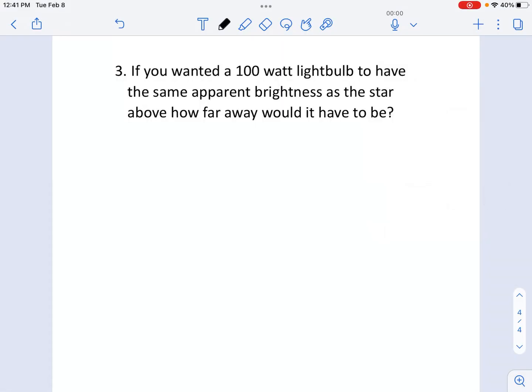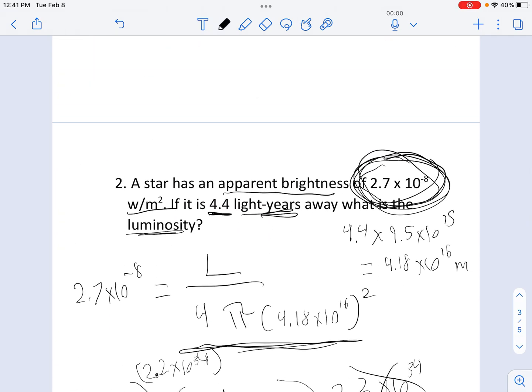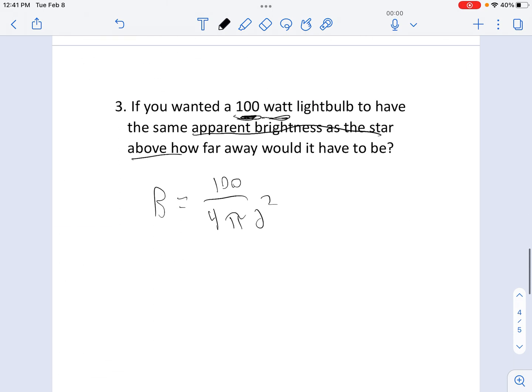All right, let's take a look at problem number 3. Here's our formula. All right, so the only number they give us actually is 100. They say 100 watts. We know that is a unit for luminosity. And then they say to have the same apparent brightness as the star above. What was the apparent brightness we used for the last problem? 2.7 times 10 to the negative 8th.